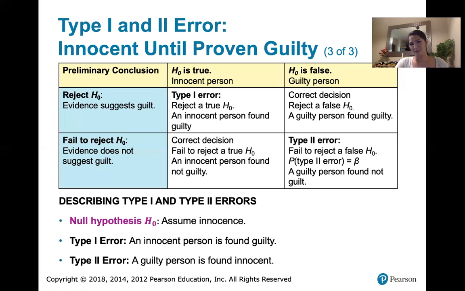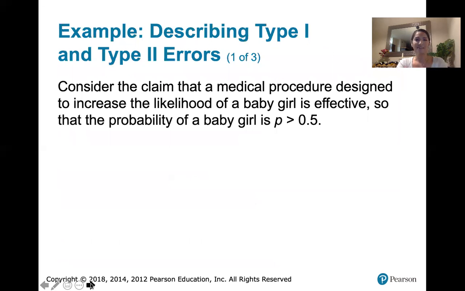We could be wrong. We could be wrong in this way, or we could be wrong in this way. So here's an example that is more like the problems that you'll see in your homework. It says, consider the claim that a medical procedure designed to increase the likelihood of having a baby girl is effective. So we've got this procedure. It's supposed to increase the probability of having a girl. So the probability of having a girl is greater than 0.5.